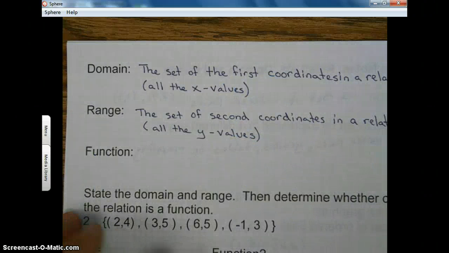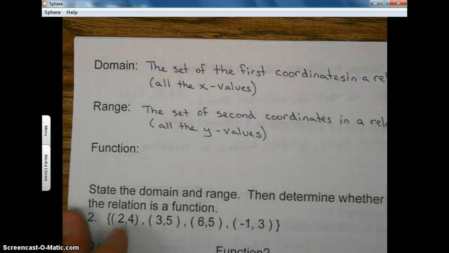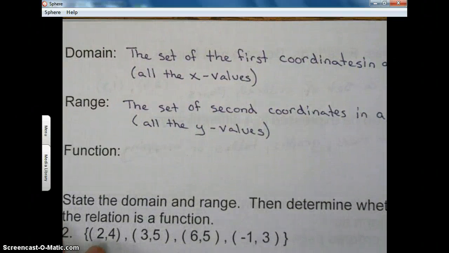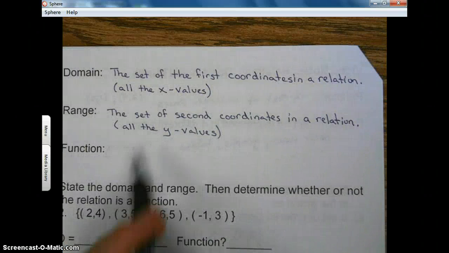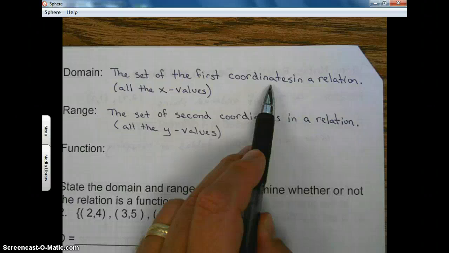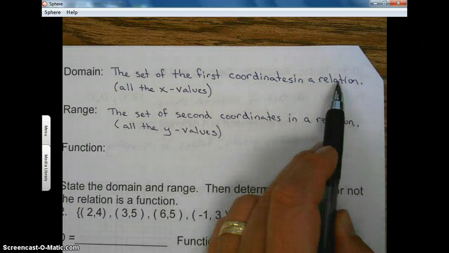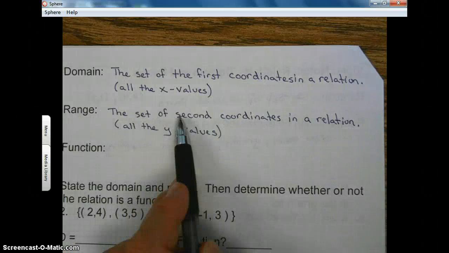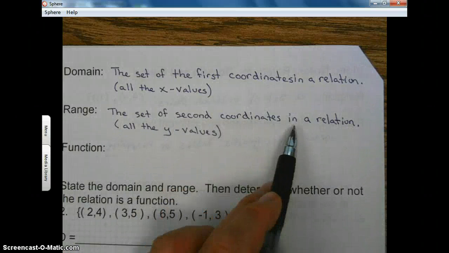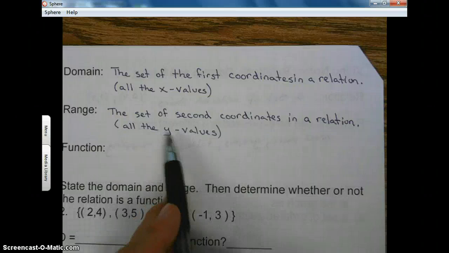Okay, let's talk about domain and range. I know that you've had this before in Algebra 1, but we need to review. Domain is the set of first coordinates in a relation. That would be all the x values. Range is the set of second coordinates in a relation, which is all the y values.